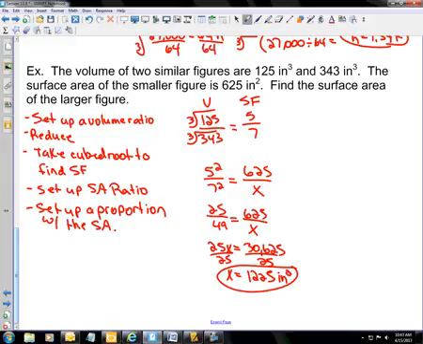Now, if I gave you the volumes, and I gave you one surface area, what would you do to the volumes? Set up a ratio, reduce if you can, take the cube root, that gives you the scale factor, and then you have to square that scale factor before you set up a proportion with the ratio of the surface areas. Yes?